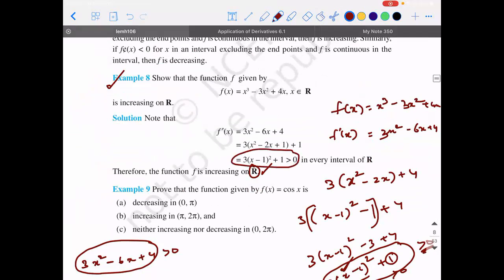I was thinking using the quadratic formula we can solve it, but sorry, you cannot do it because they've asked us to show that it is increasing on all values of r. Or else what we should have done is we should have found the range of x values, which you will understand in subsequent problems. Okay, this is the only way.